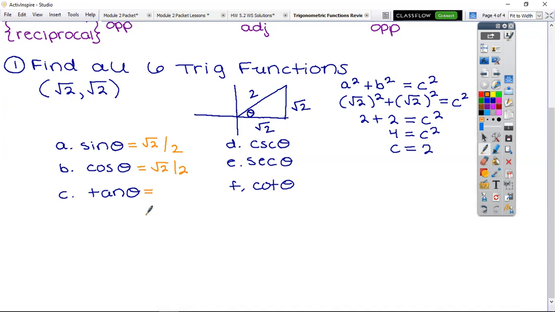Tangent theta is opposite over adjacent, which is going to be radical 2 over radical 2, which is just 1.